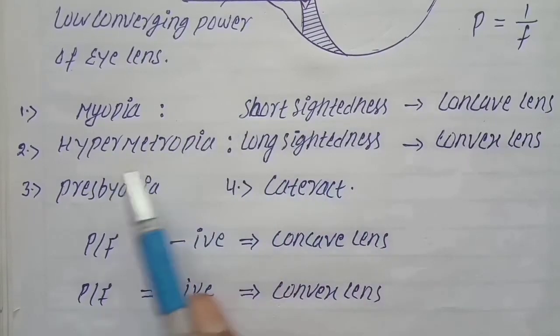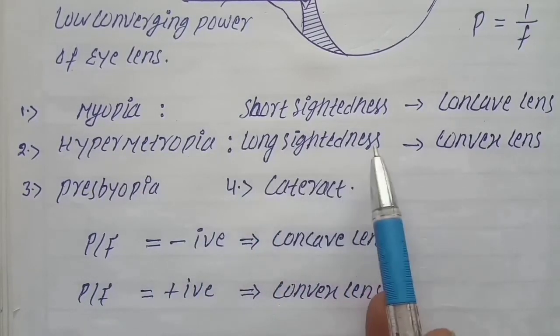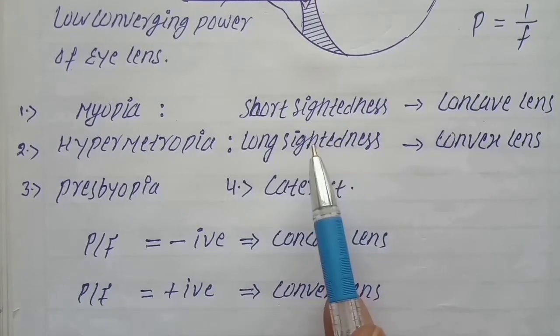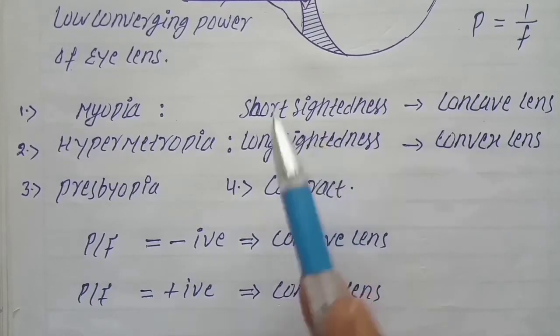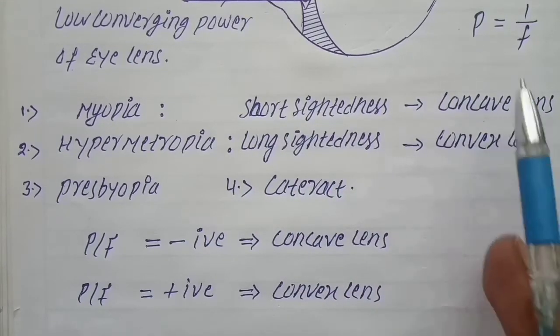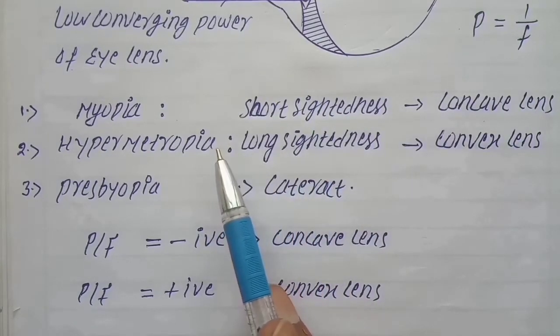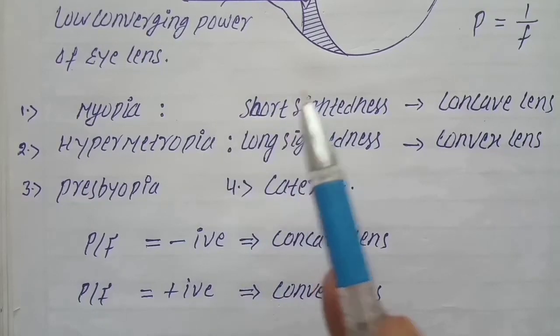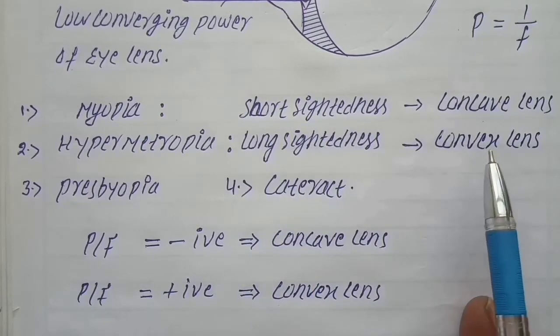Second defect is hypermetropia or long-sightedness, means long sight. In this defect, a person can only see long distance objects but cannot see nearby objects. To see nearby objects, a person needs spectacles containing a convex lens.